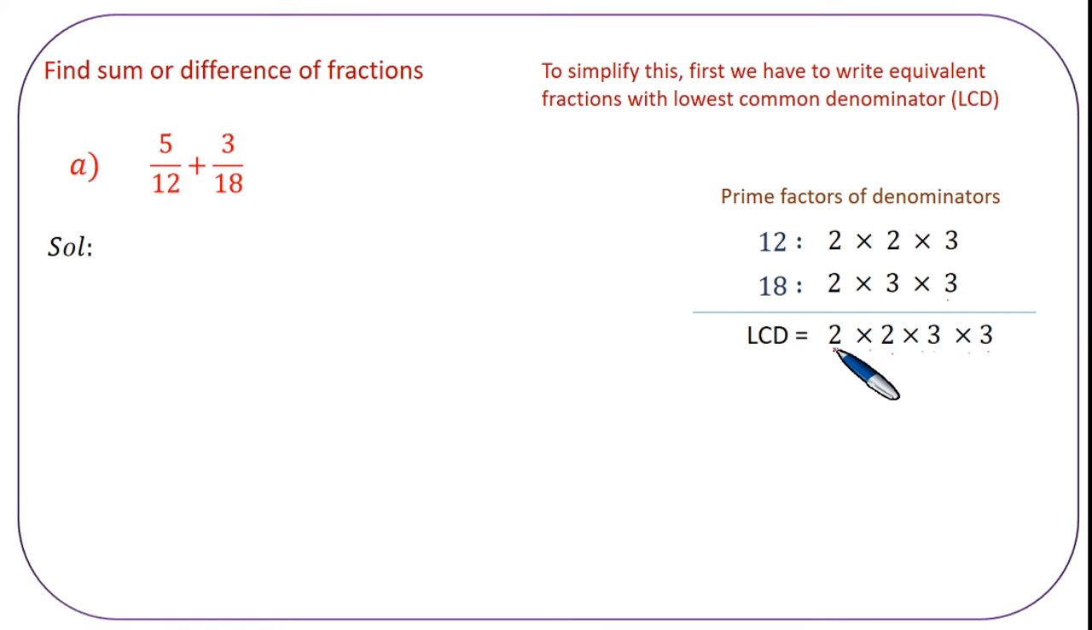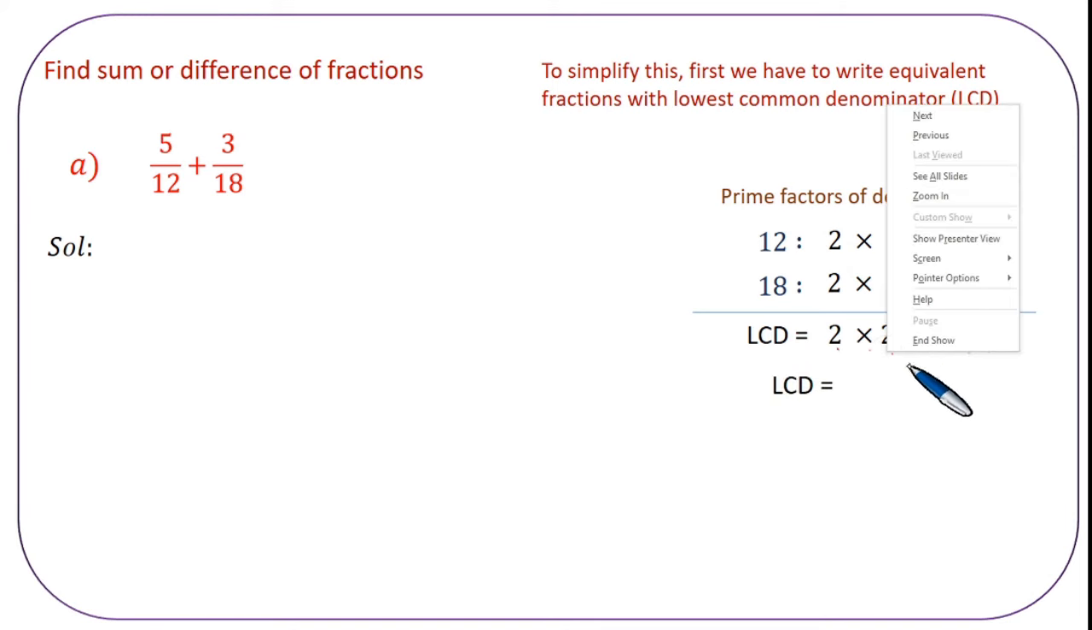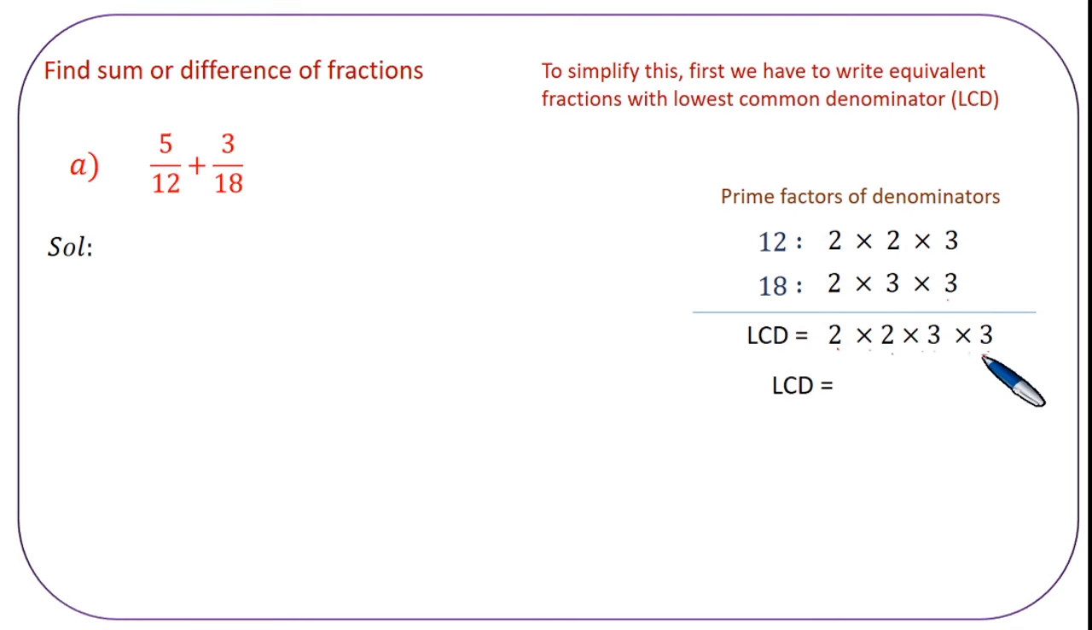So this is the way to get the lowest common denominator. Multiply these 4 numbers. 2 multiply 2 is 4. 4 multiply 3 is 12. 12 multiply 3 is 36. So this 36 is the LCD, the lowest common denominator. Here the denominators are 12 and 18, so we have to make them 36.